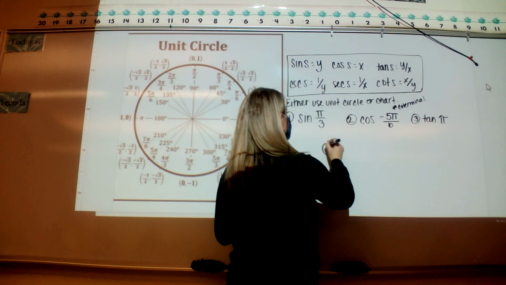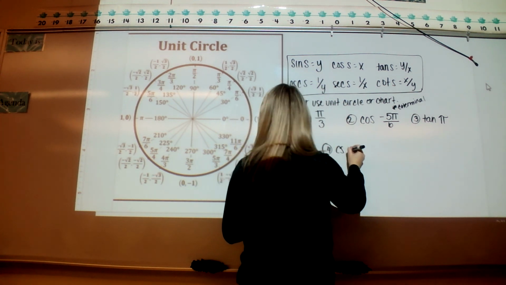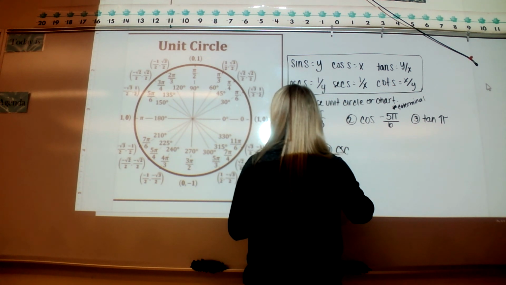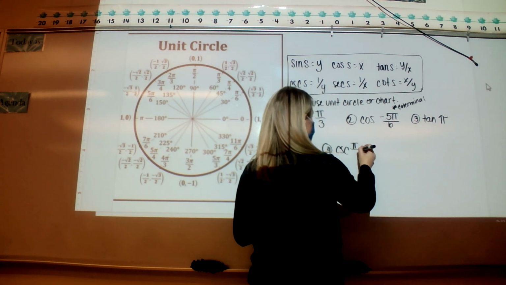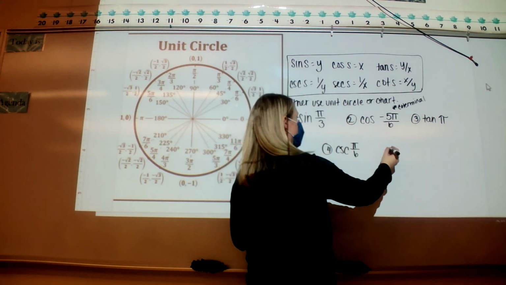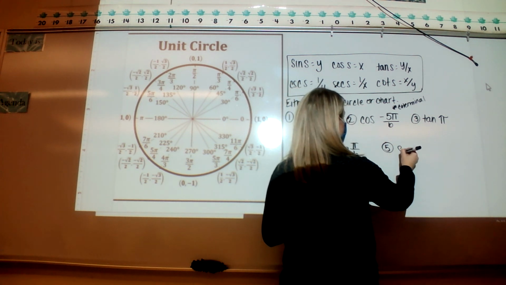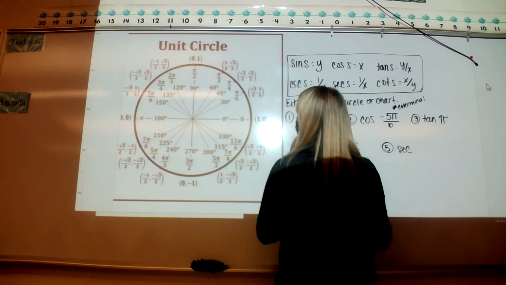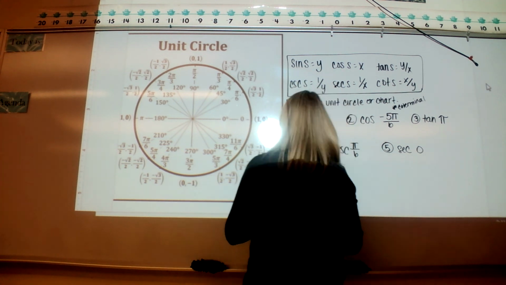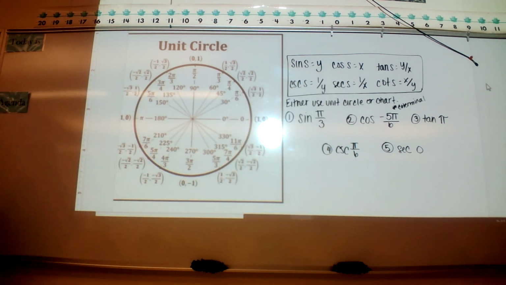Can you find the cosecant of pi over 6? That one shouldn't be too bad, even though there's a fraction. You should be able to use your calculator for it. And the last one, let's do the secant of 0. Okay, so all of those, the more complicated fraction ones, we'll just use the chart for. For now, I would just use a unit circle. To tell you the truth, it's probably going to be less work than converting everything.